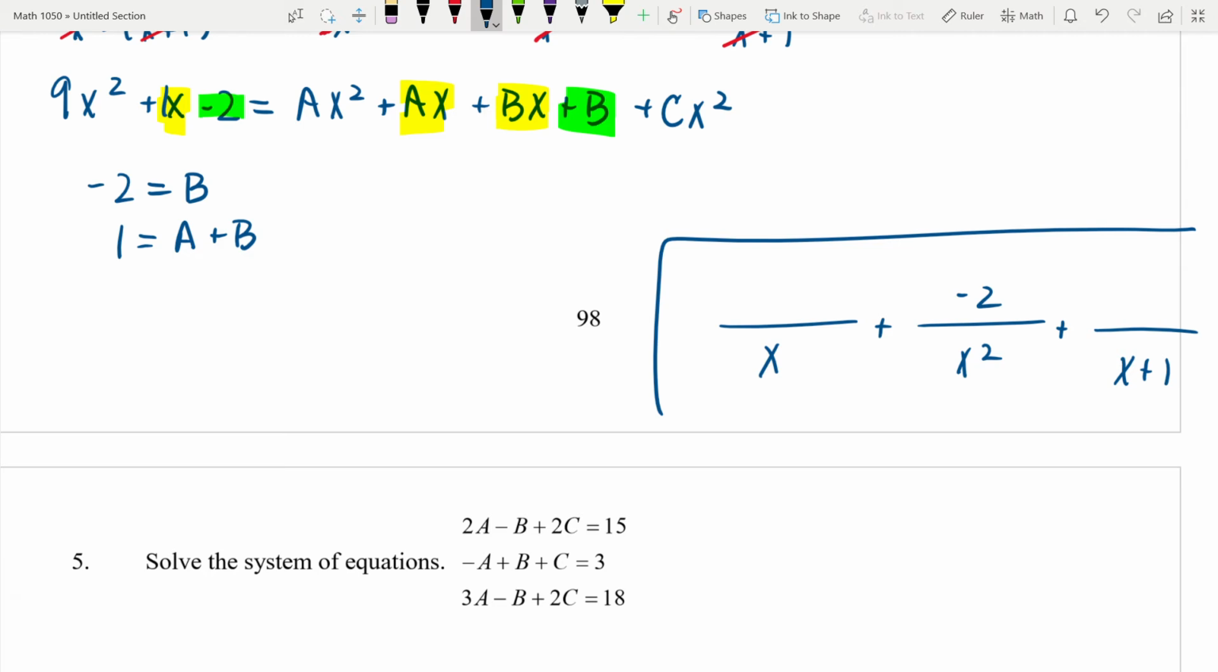Now I've got squareds. I didn't have squareds before. You just do the same thing. So 9x squared is a 9. Ax squared, I write it down as an a. Cx squared, I write it down as a c. So there are my three equations.